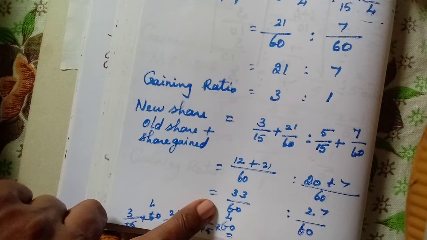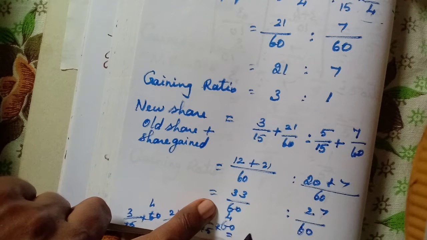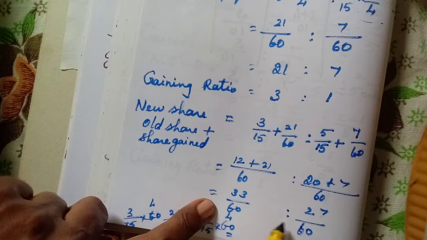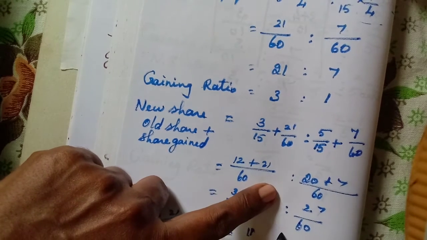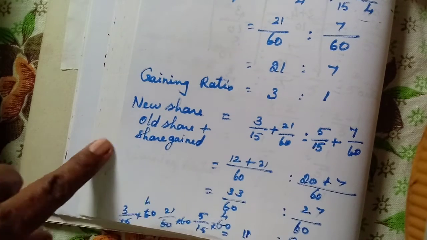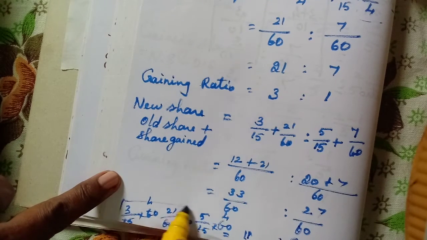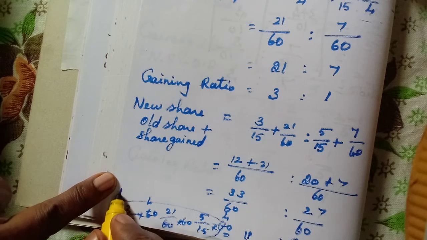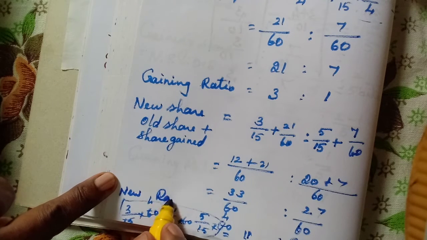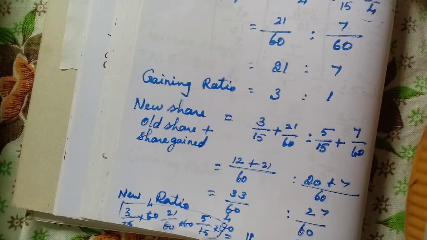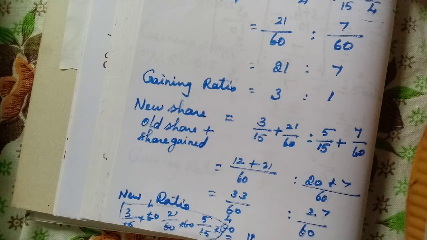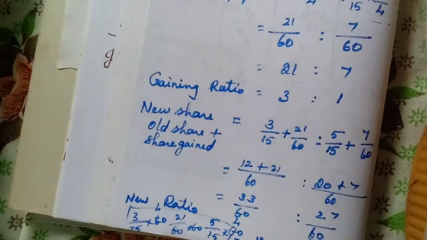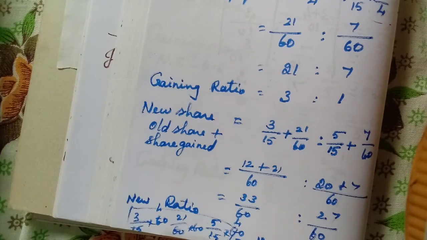Here, can we simplify this one? 3 table, isn't it? Here 11 is to 9. So this one calculation. Okay, this is the new ratio, new profit sharing ratio. You have to write equal to 11 is to 9. Okay, now we will see the next illustration.